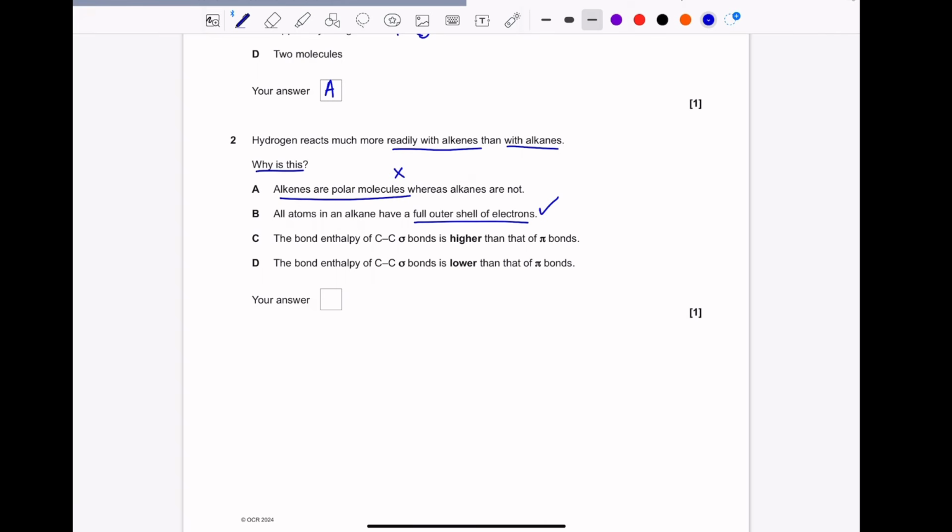reactive than the other. Statement C is that the bond enthalpy of the carbon sigma bond is higher than the pi bond. Now, this statement is true and is also the answer to the question. So when alkanes react, it's the sigma bond that has to be broken, but when alkenes react, it's the pi bond that breaks. So if the sigma bond has a higher bond enthalpy, that just means more energy is required to break that bond, which is more difficult to do, thus making it less reactive.